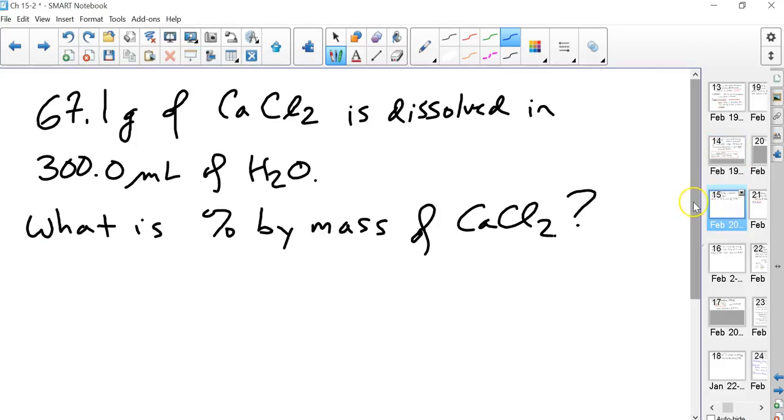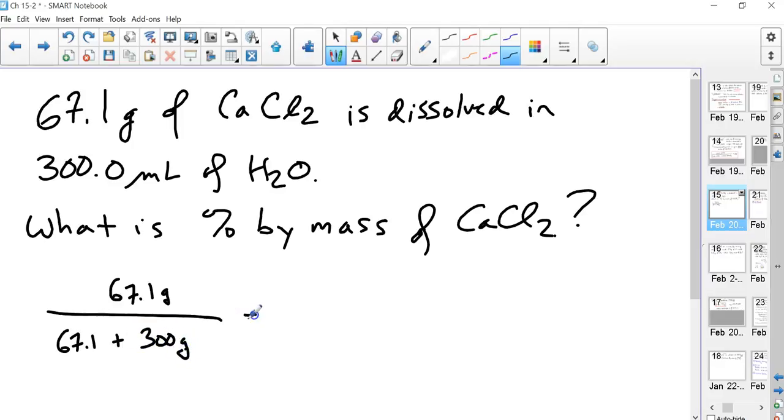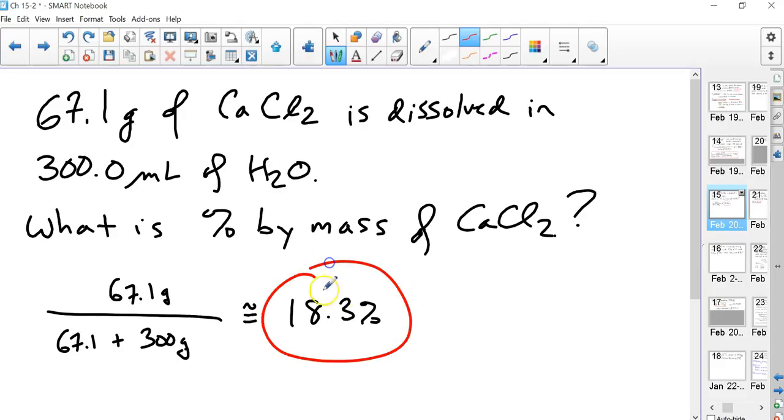Here's the first one. Let's say we dissolve 67.1 grams of calcium chloride in 300 mL of water. What's the percent by mass of calcium chloride? Well, remember, it's part over the whole. So it'll be 67.1 grams divided by the total mass, which is 67.1 of the calcium chloride, and 300 grams of water. And when you do that math, you get approximately 18.3%. Okay, so again, just part over whole, but remember to include the solvent.